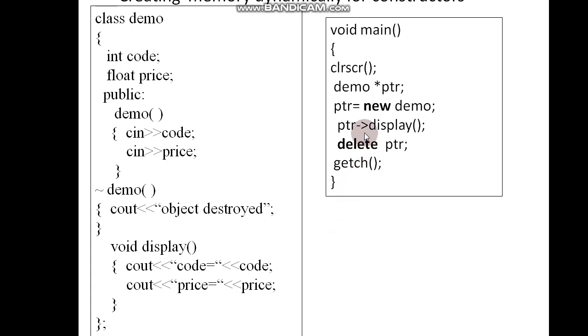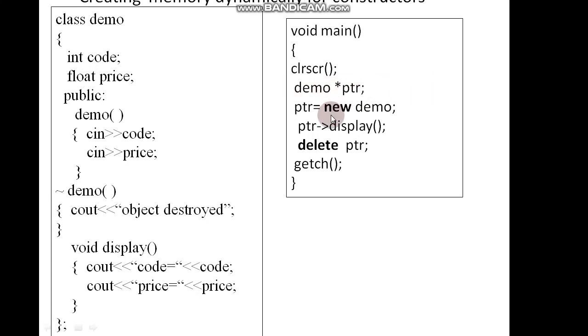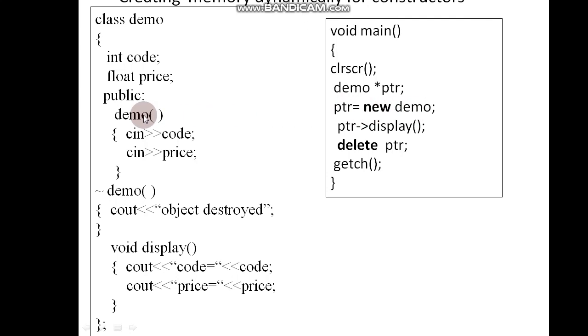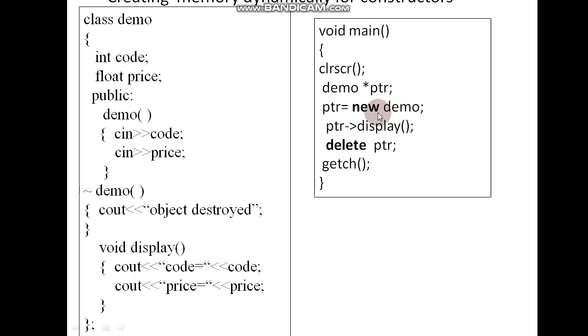Now we are going to allocate memory for an object dynamically using new operator. PTR is a pointer variable which can hold address of object of type demo. We are going to create a new object using new operator. So when we use the operator, it allocates memory for a single object of type demo and its address will be assigned to PTR. And when an object is created, constructor function will be called. Code and price will be stored in that object where PTR is pointing.